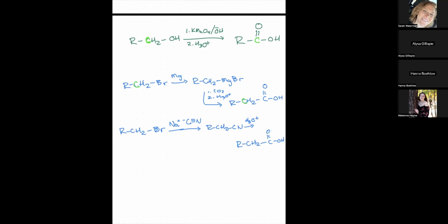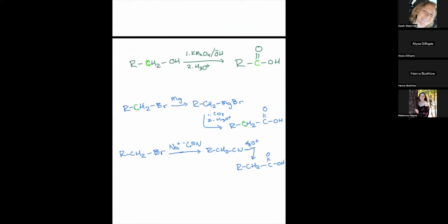So those are our two methods, right? We have the acetylide, is that what it's called? And then our Grignard, if we want to add a carbon, or KMnO4, if we're just trying to turn that primary alcohol into a carboxylic acid.